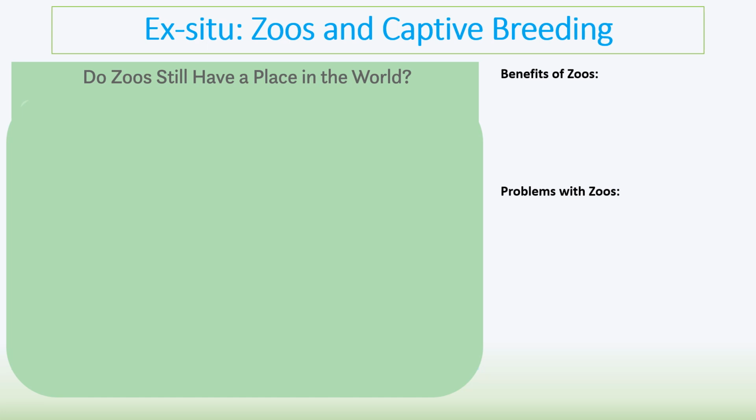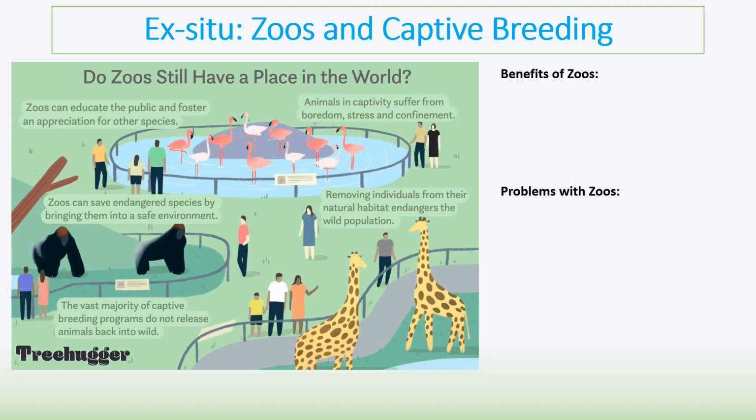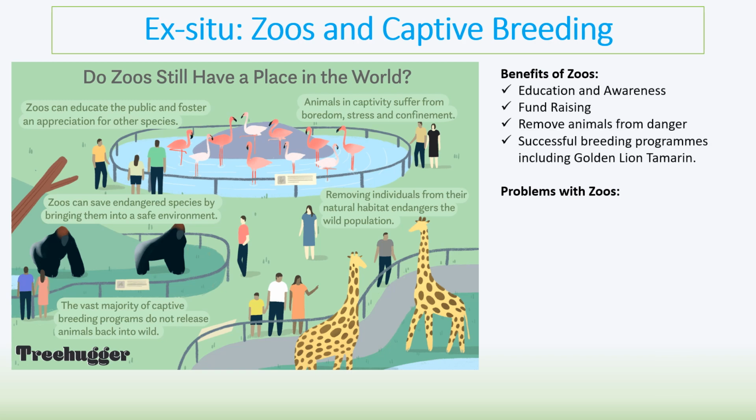One of the main examples of ex situ conservation is zoos, and obviously we can use them for captive breeding. Some people still question whether zoos have a place in the world, but they can definitely have a place, because they can increase education and awareness, and they can be used for fundraising to raise money for hopefully preserving the original habitat of those species as well.